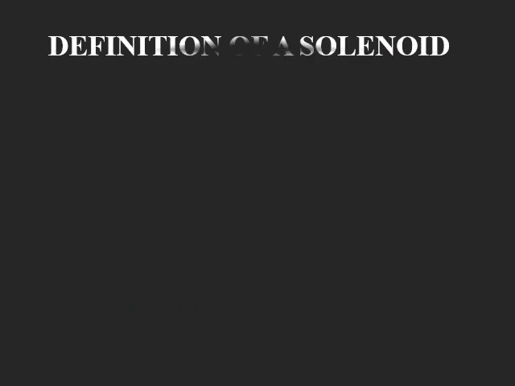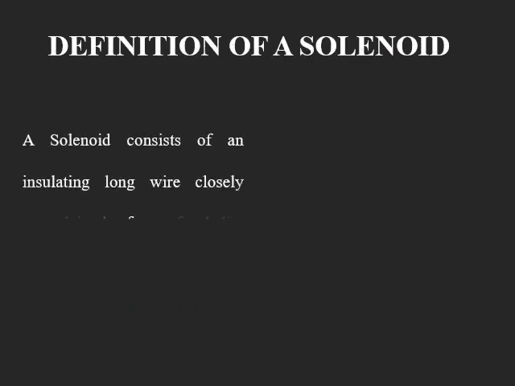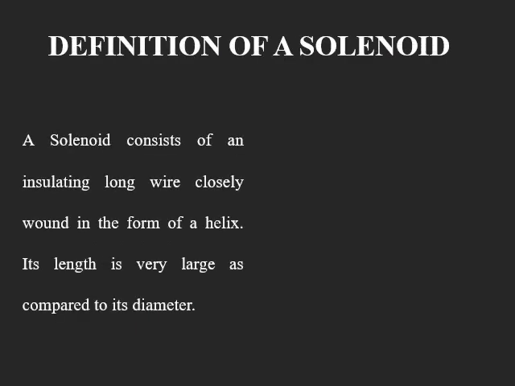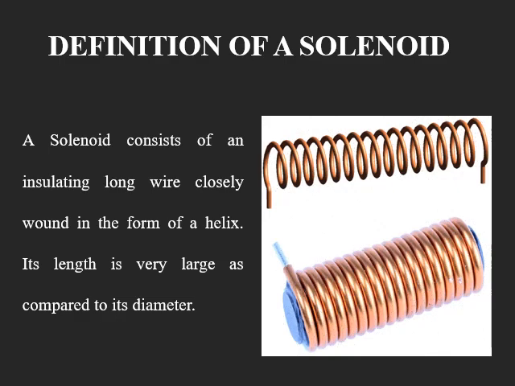Let us see the definition of a solenoid. A solenoid consists of an insulating long wire closely wound in the form of a helix. Its length is very large as compared to its diameter or radius. Here, this is the diagram of a solenoid. A long wire is wound in the form of a helix.